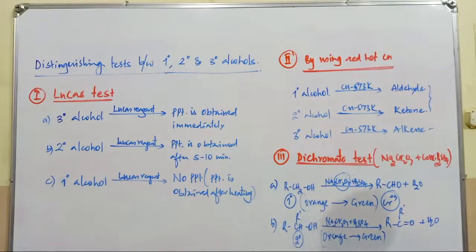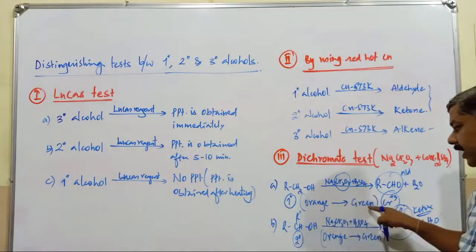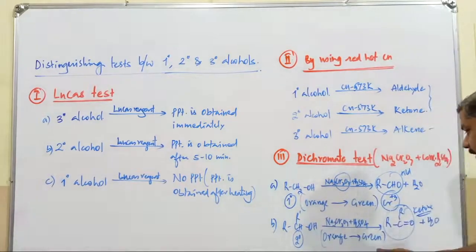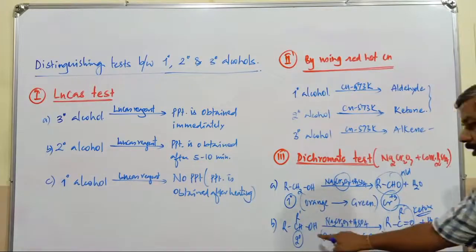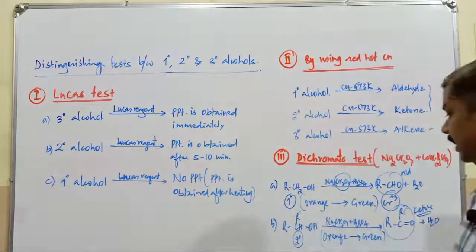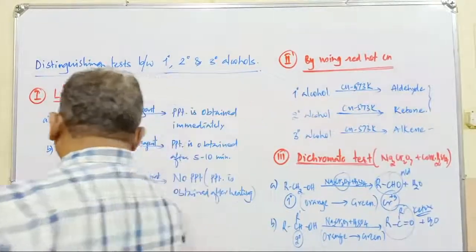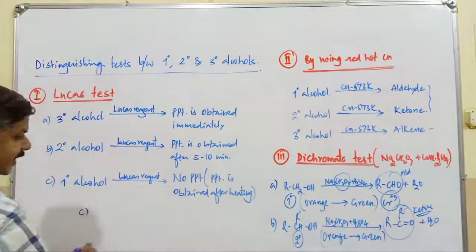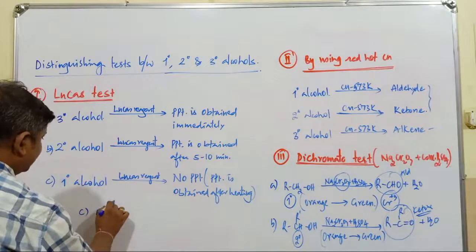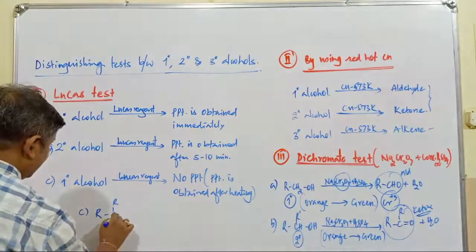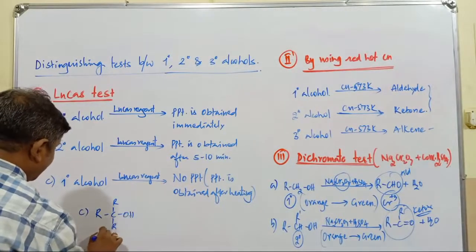Here also orange goes into green. How to identify which one? Here the compound is an aldehyde, and here a ketonic compound is produced. If an aldehyde forms with orange into green, it is a primary alcohol. If orange into green with a ketone compound, then it is going to be a secondary alcohol. What's the observation with respect to tertiary alcohols? When you go with tertiary alcohols, R3C-OH, this is a tertiary alcohol.